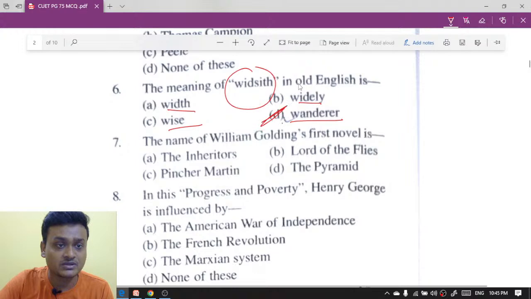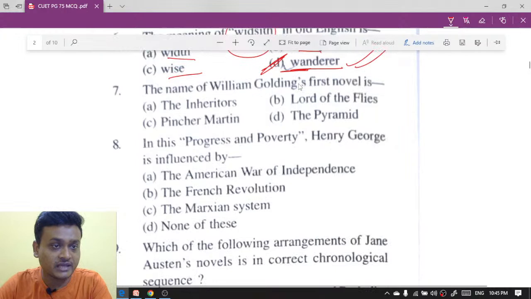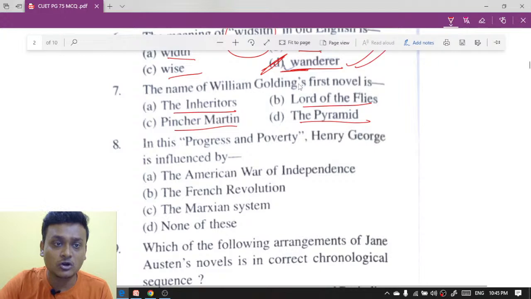Question number 7. The name of William Golding's first novel is: The Inheritance, Pincher Martin, Lord of the Flies, The Pyramid. So the name of William Golding's first novel is Lord of the Flies. The first novel written by William Golding is Lord of the Flies. Moving on to question number 8.